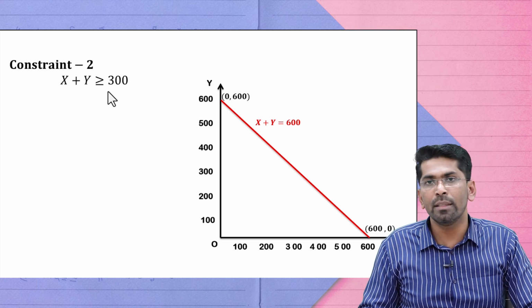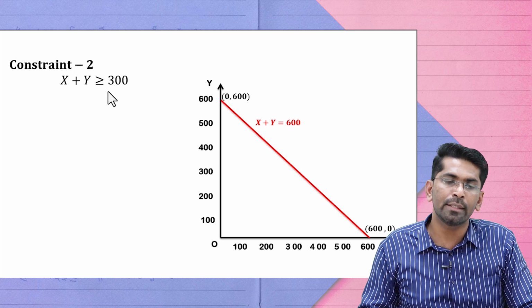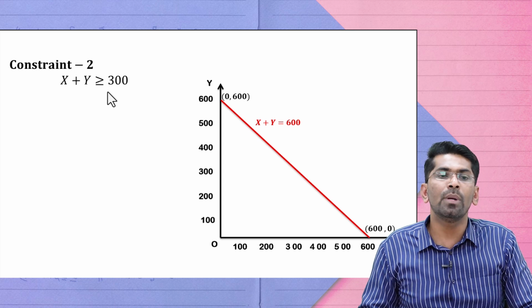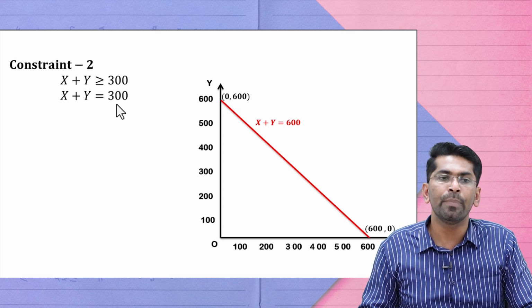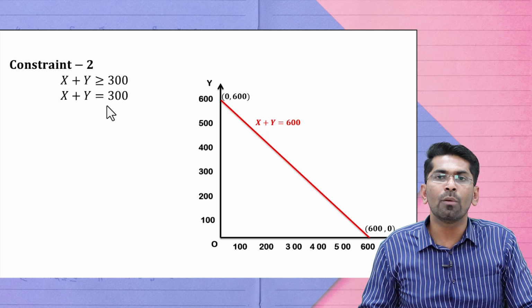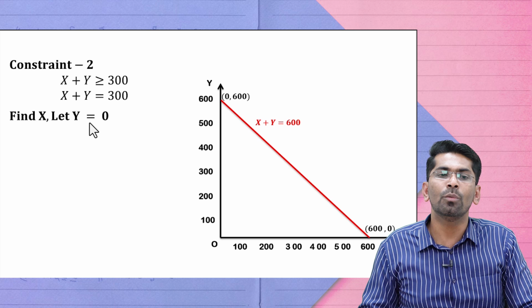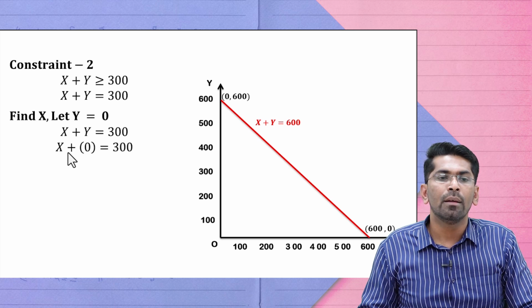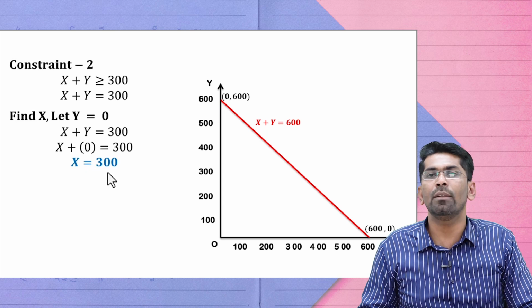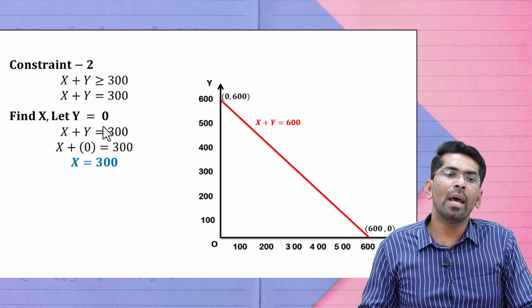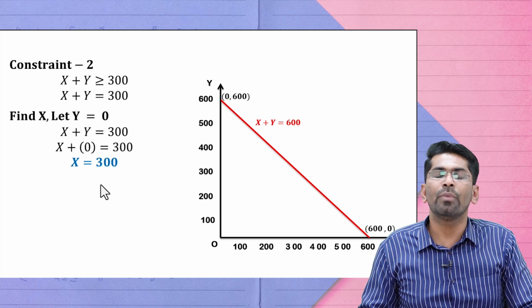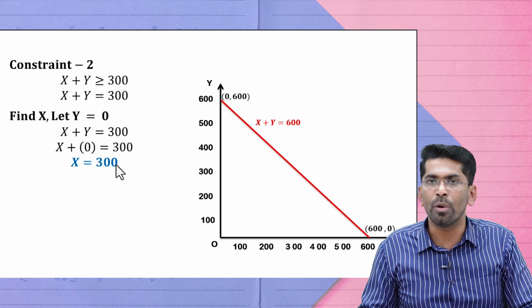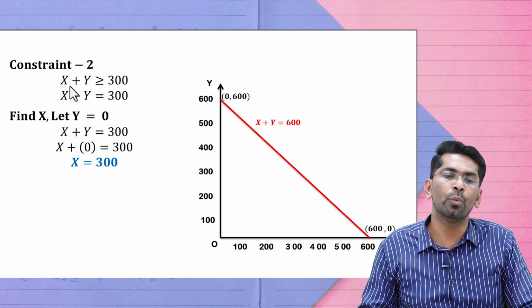So I am going to convert this inequality sign into the equality sign. So it will become x plus y is equal to 300. Now by considering this equality sign, we have a proper equation model. Assuming y is equal to 0, then what is the value of x? It will become x plus 0, which is equal to 300. We can simply say that x is equal to 300. So when the value of y is equal to 0, the value of x is equal to 300, which is one of the coordinate points of constraint number 2.